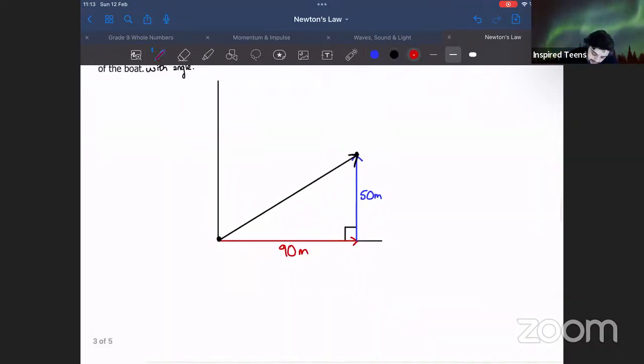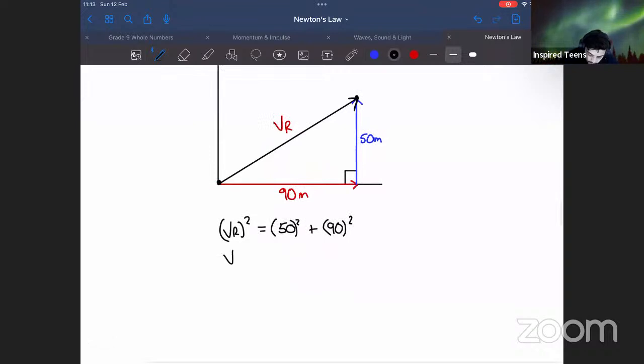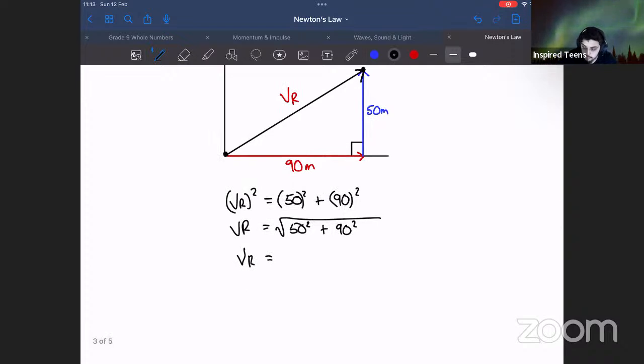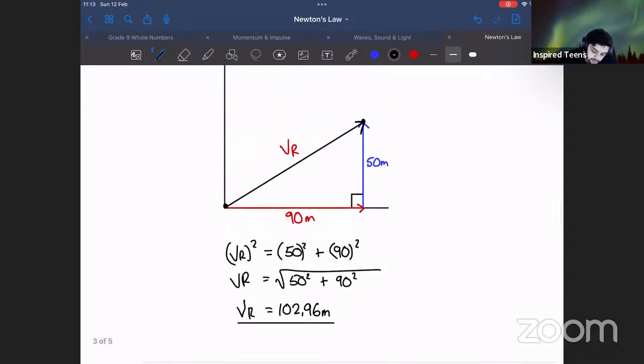We call this the resultant vector. We can say that the resultant vector squared is equal to 50 squared plus 90 squared. When we do the calculation, the resultant vector is the square root of 50 squared plus 90 squared, which gives us an answer of 102.96 meters. So now we know the total displacement of this boat is 102.96 meters.